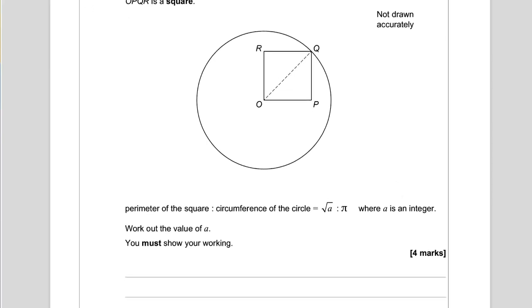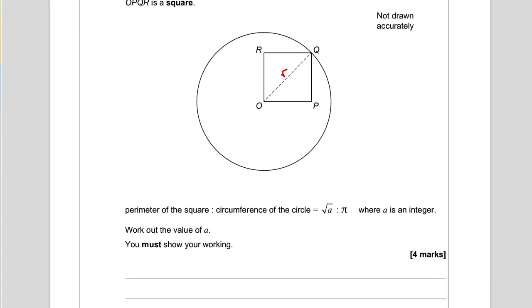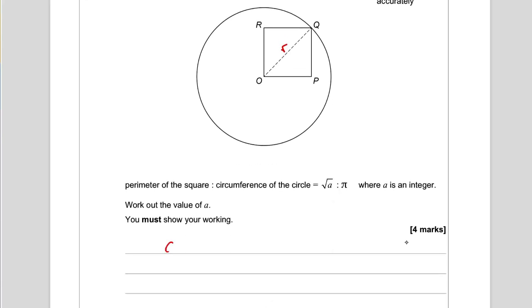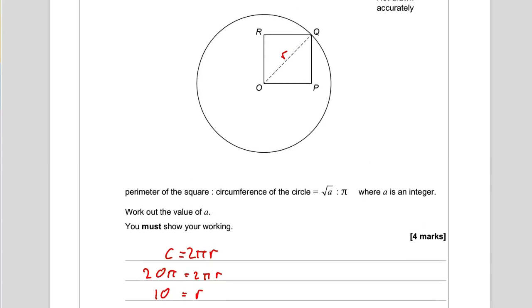Okay, so we know the circumference of the circle, so we've already got this part here. What we need is the perimeter of the square. To work out the perimeter of the square, first of all, I'm going to say that this is going to be the radius of the circle. So I need to work out the radius. The circumference of the circle is equal to 2 pi r, and we know that is 20 pi, because that's given to us in the question. So 20 pi is equal to 2 pi r. If we divide both sides by 2 pi, we get 10 is equal to r. So we know that the radius of the circle is equal to 10.